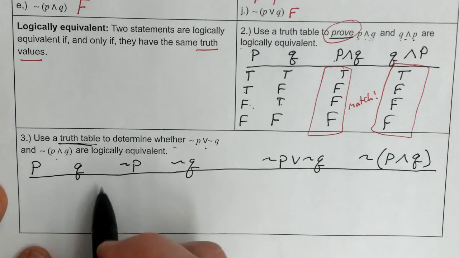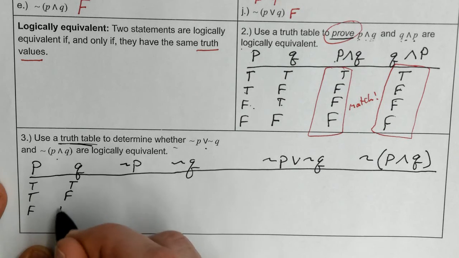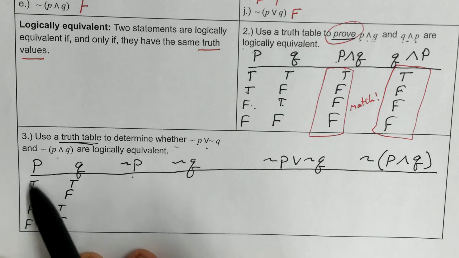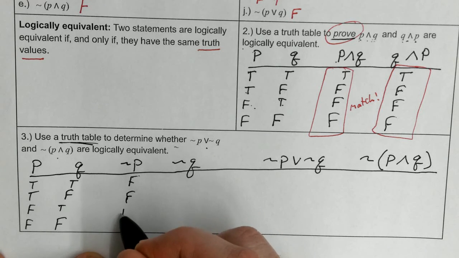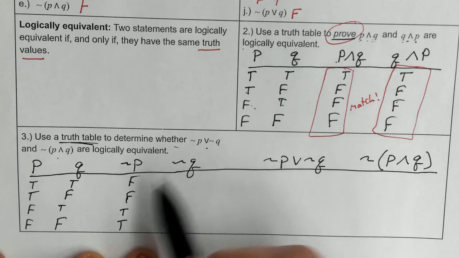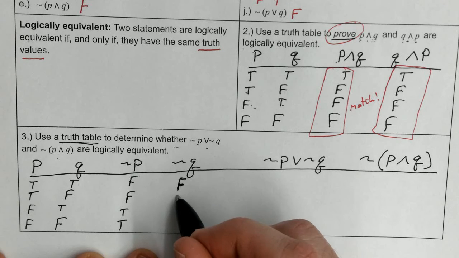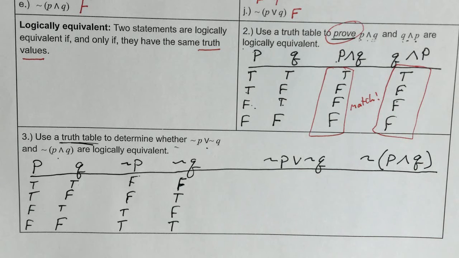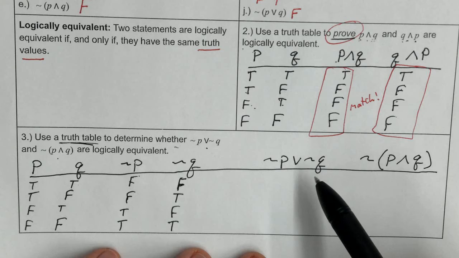All right, so the combinations for P and Q are true-true, true-false, false-true, and false-false. And then not P, that's just going to be the opposite of all these P values, right? So that's going to be false, false, true, and true. Not Q, opposite of these truth values, so that's going to be false, true, false, true. Okay, and now that we have that groundwork set, we can go finish and actually compare the things that we want to compare.